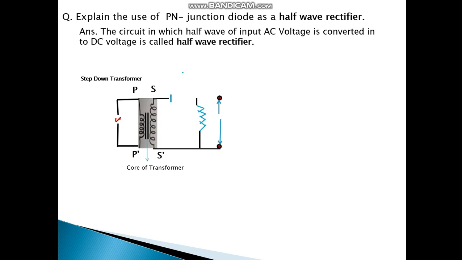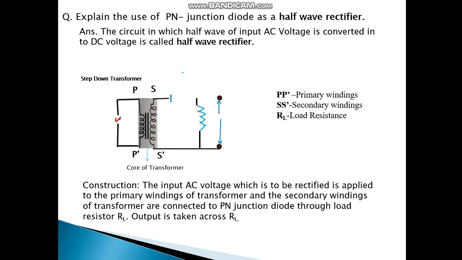Now this is a step-down transformer. PP dash are the primary windings of the transformer. SS dash are the secondary windings. The input AC voltage which is to be rectified is applied to the primary windings of the transformer. And the secondary windings of the transformer are connected to a PN junction diode through a load resistance RL. The output is unidirectional. The output is taken across RL.